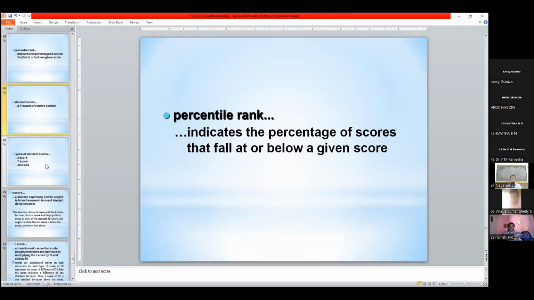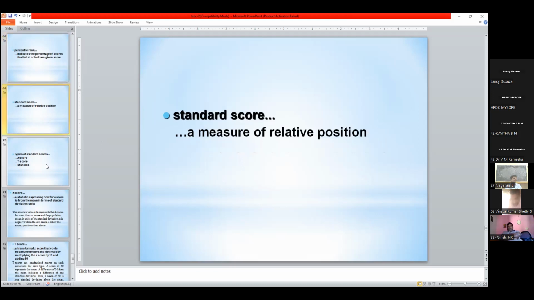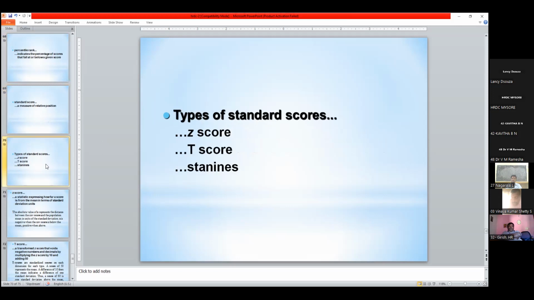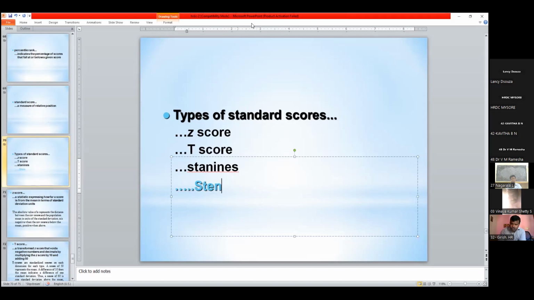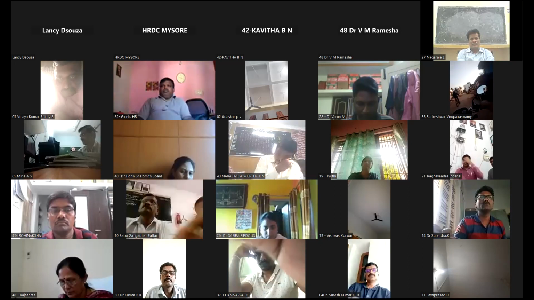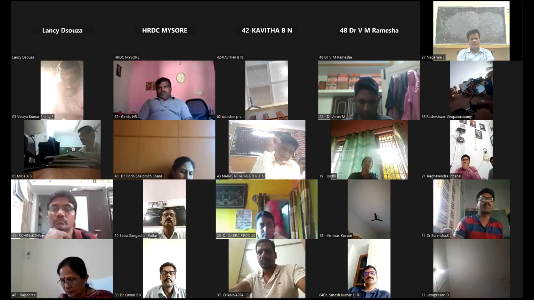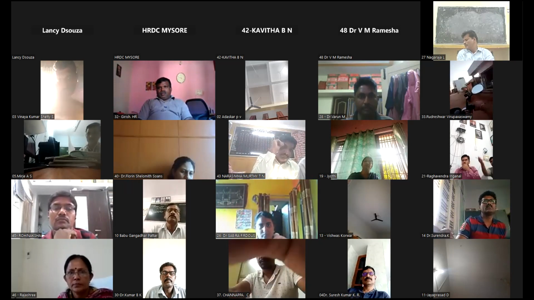Then we have a standard score, a measure of relative position again. So what are those standard scores? The standard scores are at least three types. You have a Z score, a T score, a Stanine score, and a Sten score. Each one we'll see in the next few minutes. So you have Z score, T score, and Stanine and Sten.